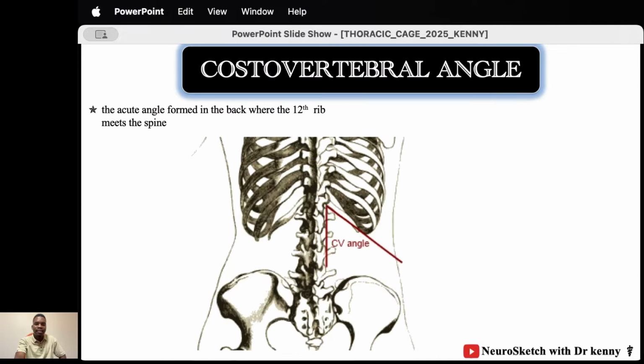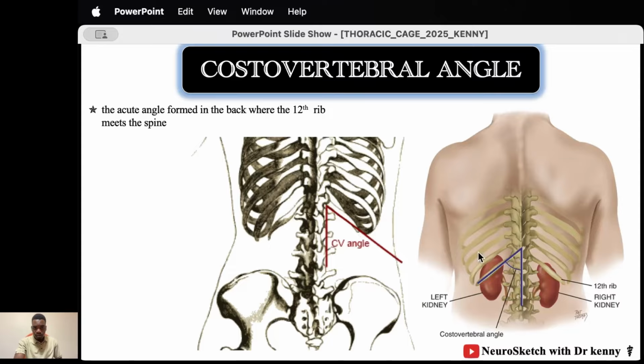We also have another important thing here, which is known as the costovertebral angle. Costal means rib, and vertebra. So this is the angle where rib number 12 meets the spine. The rib number 12 and the spine meet at this point, and this point is called the costovertebral angle.